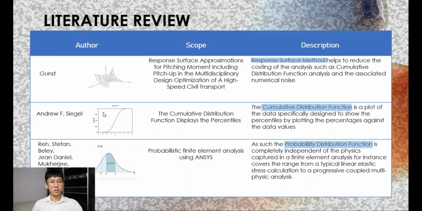And then F-Siegel, the scope he studied, the cumulative distribution function displays the percentiles. He described that the cumulative distribution function is a plot of the data specifically designed to show the percentile by plotting the percentage against the data value.